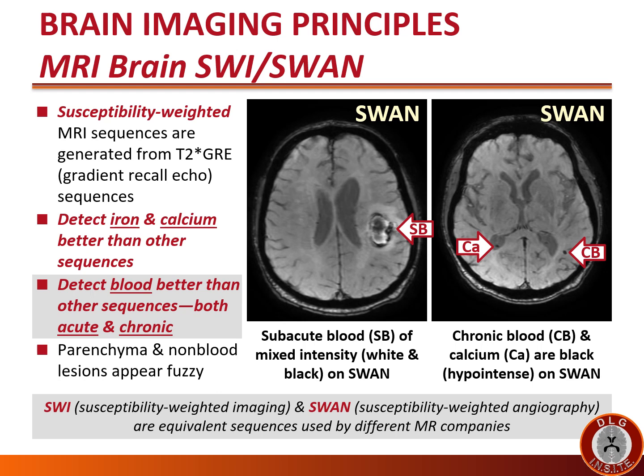Look at these SWAN images on this slide. Subacute blood is of mixed intensity, white and black on SWAN, and chronic blood and calcium are purely black or hypointense on SWAN. The different terms, SWI, susceptibility weighted imaging, and SWAN, susceptibility weighted angiography, are equivalent sequences used by different MRI companies.